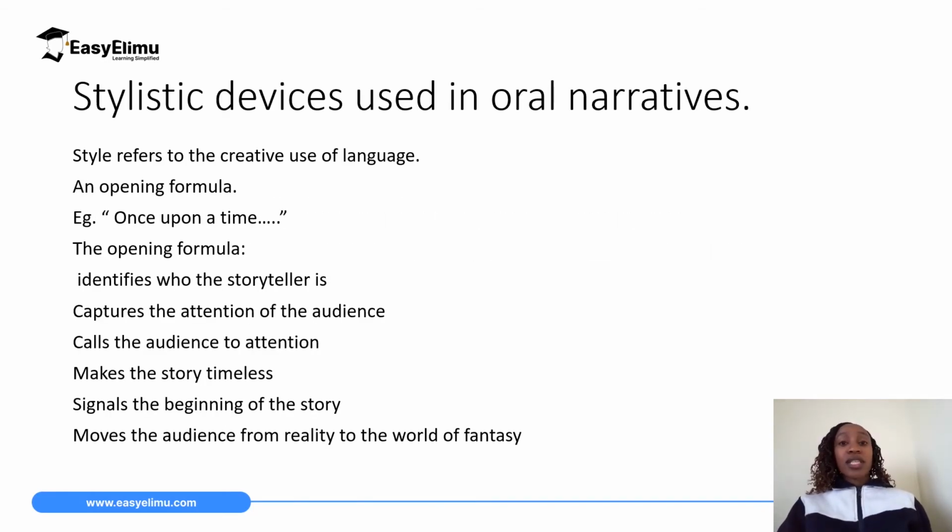So what are some of the stylistic devices that are used in oral narratives? Remember, we said that style is the creative use of language. So some of the stylistic devices include an opening formula. So one way to know that this is an oral narrative is the opening formula, once upon a time, a long time ago, story come. That is an opening formula.